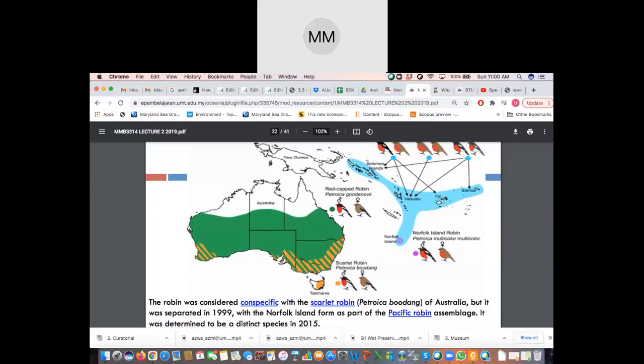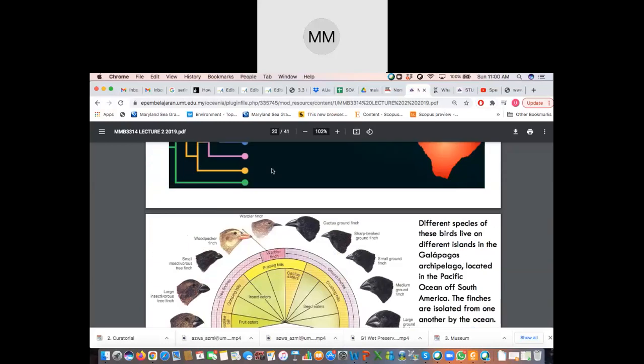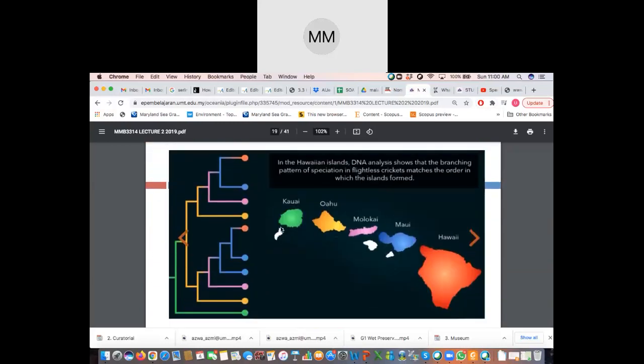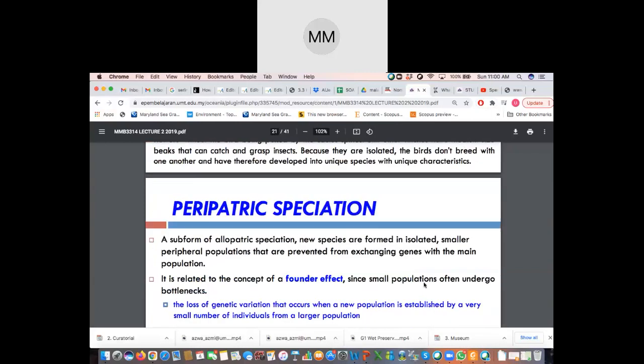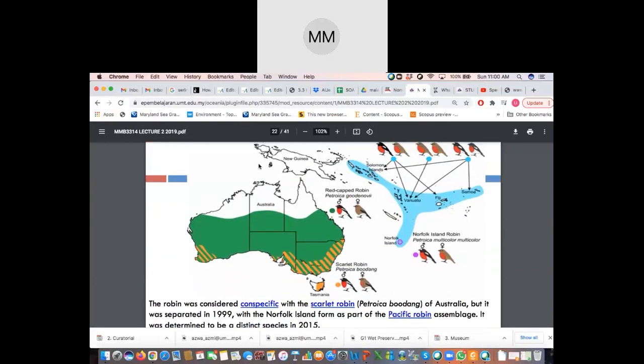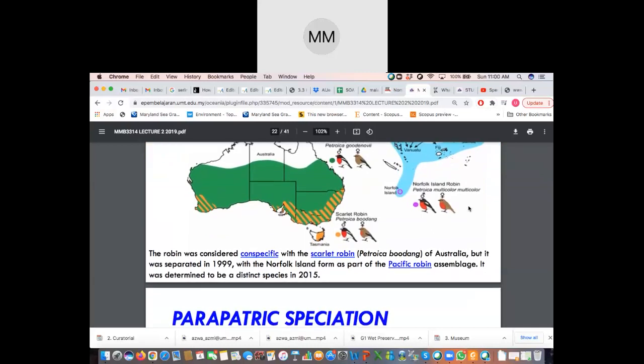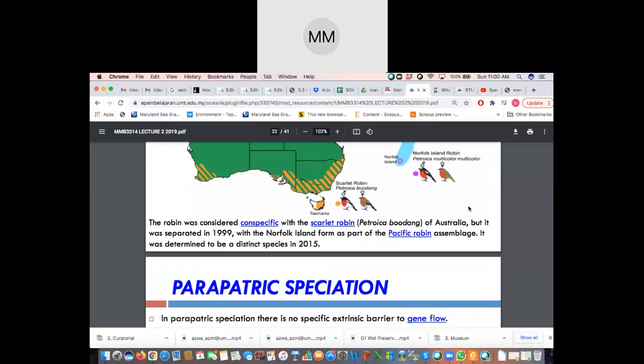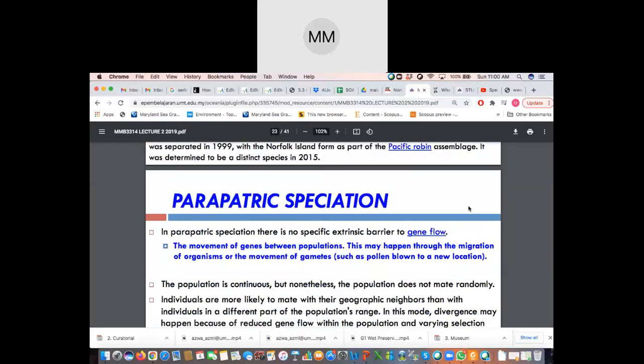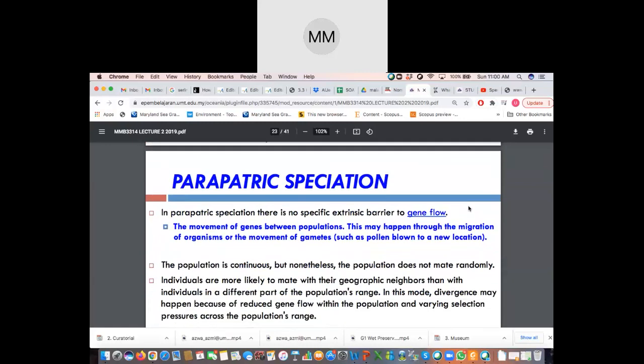Remember I mentioned you might be thinking, but the other one also has islands. But look here at the land size. This is the mainland, mainland Australia, and then these are smaller islands. So it's very much different. More often than not, as I said, allopatric has to do with islands compared to the mainland area.